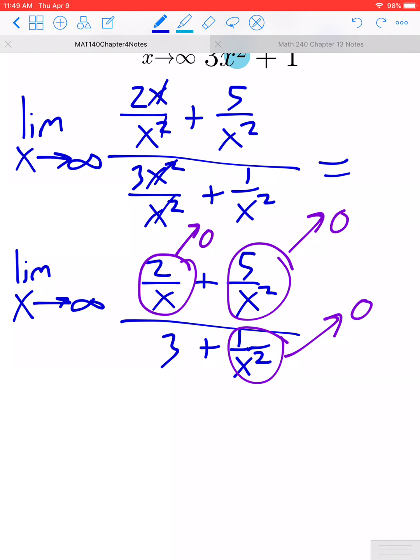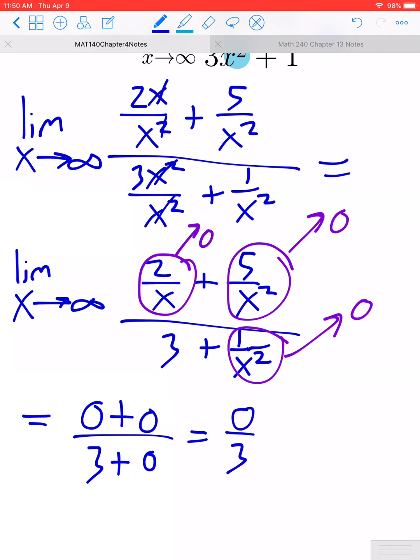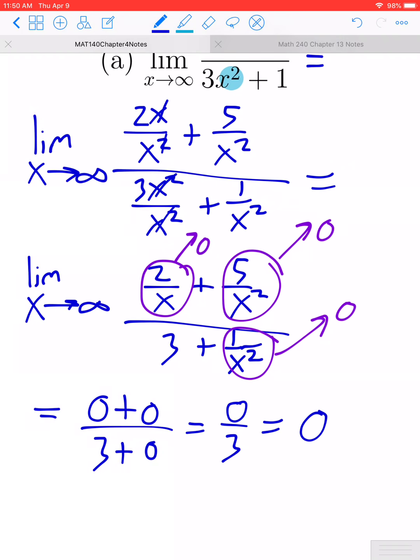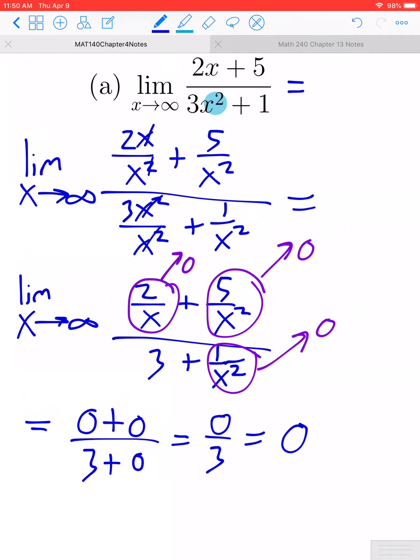Then we see that in the limit we get 0 plus 0 divided by 3 plus 0, which is 0 over 3, which is equal to 0. So the limit as x approaches infinity of 2x plus 5 divided by 3x squared plus 1 will be equal to 0. This trend will always occur, by the way, with this kind of rational function. Anytime the highest power of x resides in the denominator, the limit will always be equal to 0.